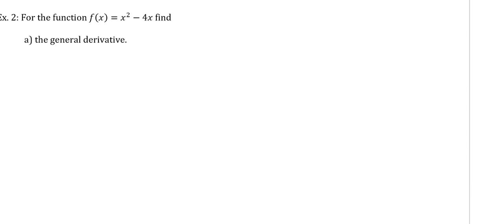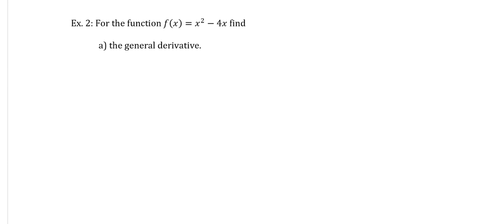Okay, let's try another one. This one's slightly different. Different? It's the same function. But we're going to find the general derivative. So what does that mean? It means not at a particular point. This is often what we're doing. This is where we're going in this course. And it's nice to do this if you have to find the derivative at a bunch of different points.